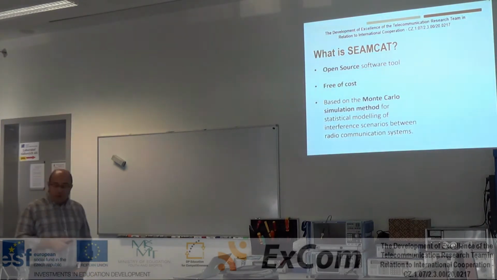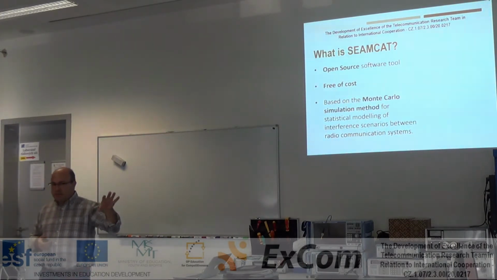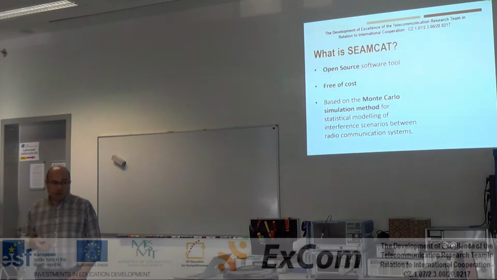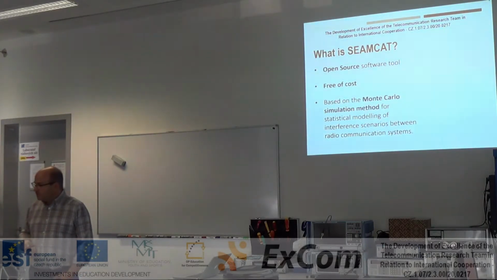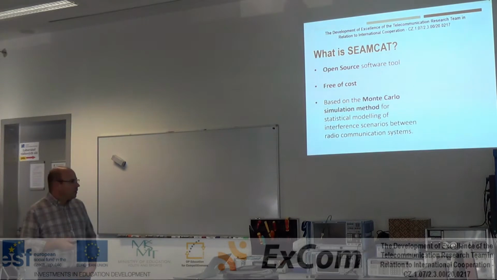At the end, it will give you just one result, which is the probability that this system will interfere with that one. And probably for most national regulators, this is what is most important. Will those systems interfere with each other, yes or no? How much?